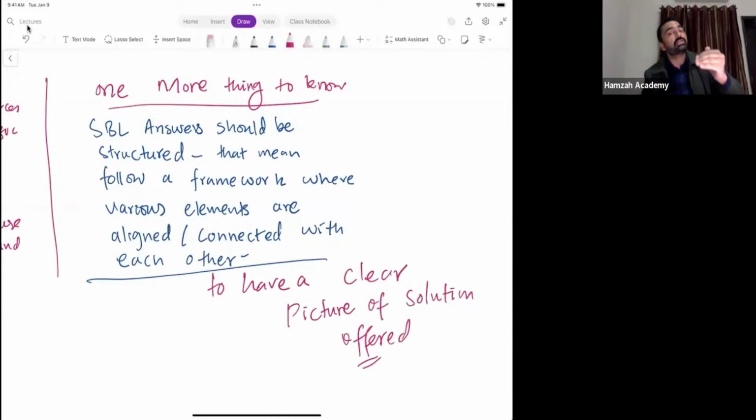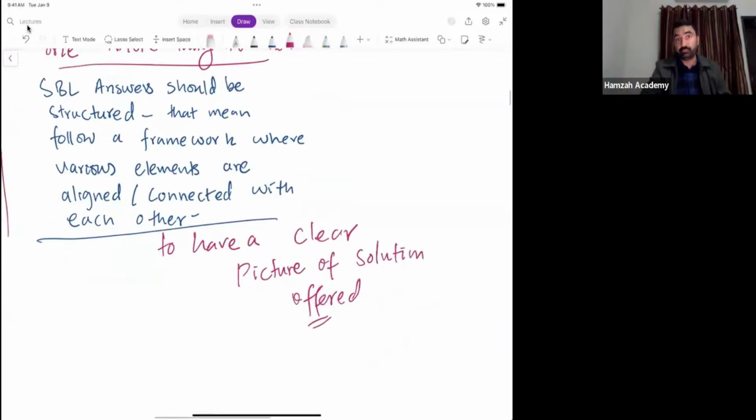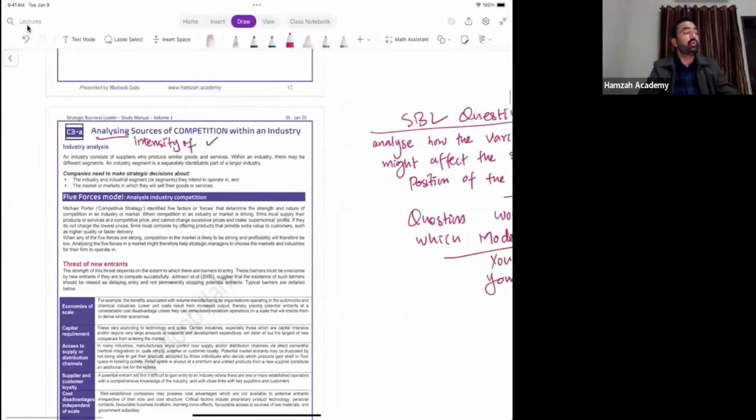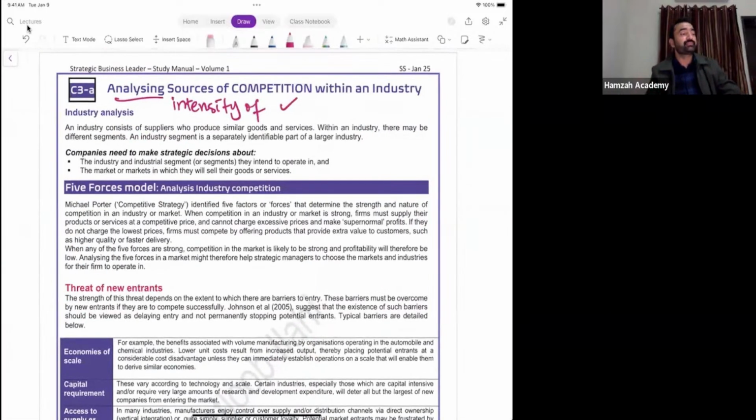Because every question will demand some solution. So your solution should be very clear, it should not be vague. What is a vague answer? A vague answer is more theory and little application, where different components are not connected with each other. That would be called vague. Okay, I hope this would help. And now we can move on to Porter's Five Forces.